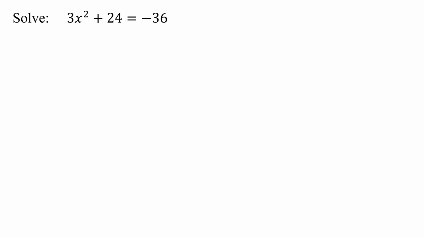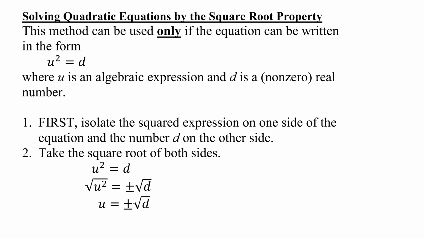But in this case, where I have an x squared term and then just numbers, there's no plain x term, we can solve it by a quicker method, and that is using the square root property. The square root property for solving quadratic equations can only be used if the equation can be written in this format, u squared equals d, where u is an algebraic expression and d is a non-zero real number.